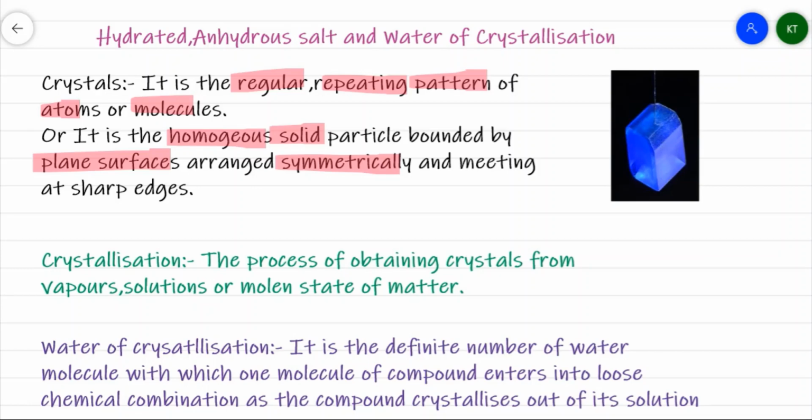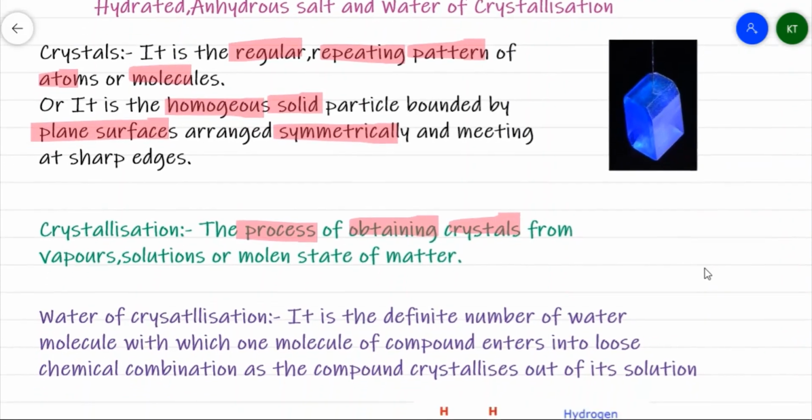Now we have a process called crystallization. We prepare a saturated solution of the salt, and from that we can obtain the crystals. Basically, it's a process of obtaining crystals from its vapor, solution, or molten state of matter. That is called crystallization.